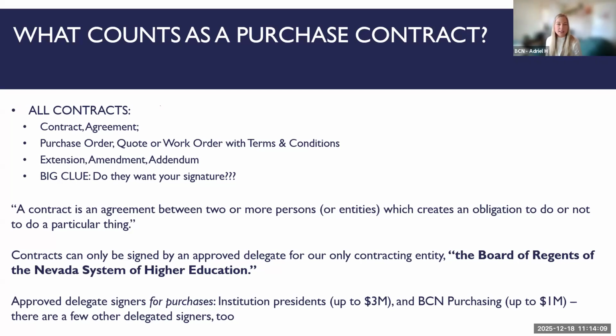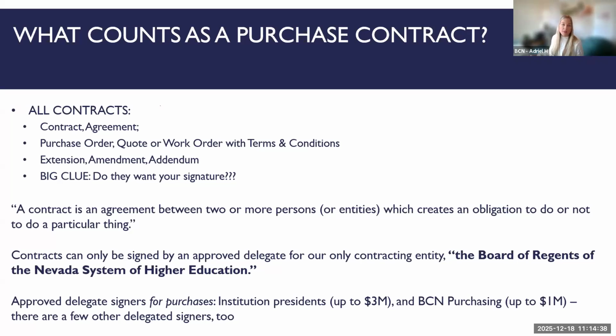But if you have anything you're going to purchase that comes with a request to sign something, that's a contract. Contracts are sometimes called contracts, sometimes agreements, sometimes purchase orders. They're quotes that require a signature and have some fine print. Anything that has terms and conditions where we're required to sign is a legally binding contract. The biggest clue for you is if your signature is demanded, it is a contract, whether it looks like an invoice or anything else.